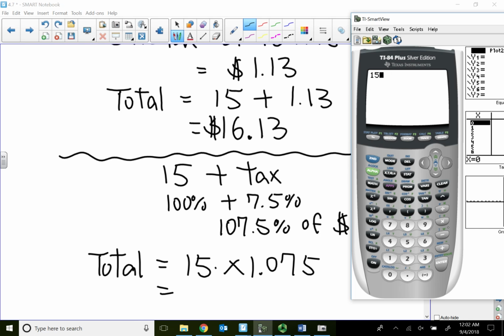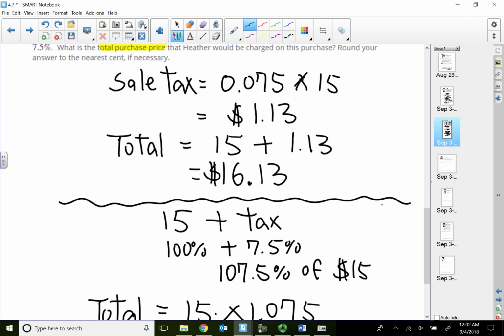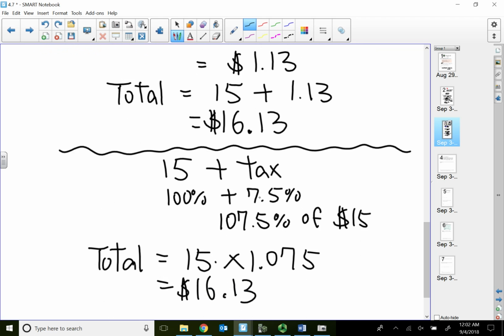That's 15 times 1.075. Voila, $16.13. It gives you the same answer. It seems quicker, but it's not. I'm just adding percentages, which we can do by looking at it, versus here we are adding in terms of dollar amounts. It's not really a shortcut, it's just looking at it from a different perspective.